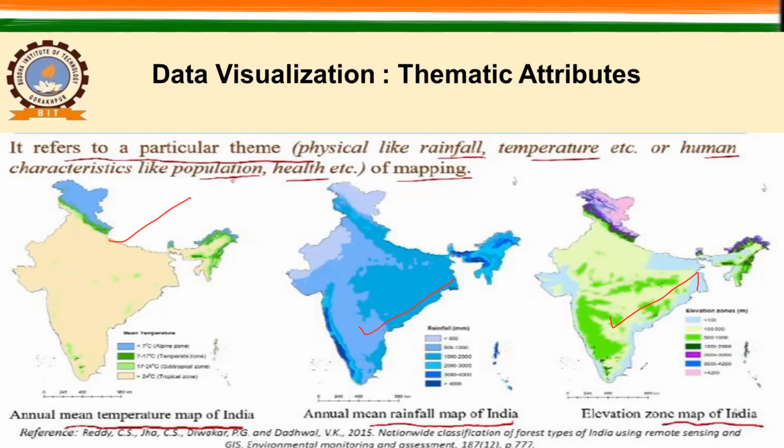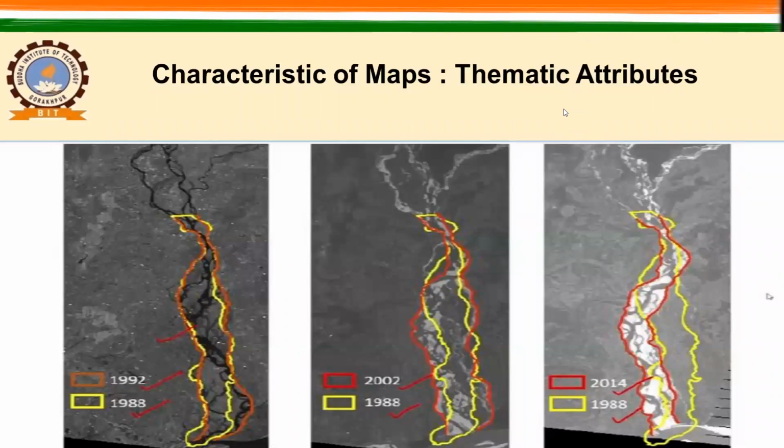So in the next example we have these three maps. Okay, so let me show you one thing. See, you can see in 1992 and 1988 how this river was behaving. Whereas in 2002 and 1988, how it is behaving with respect to 88, in 2014, how it has changed its course. So this basically explains how this particular river is meandering.